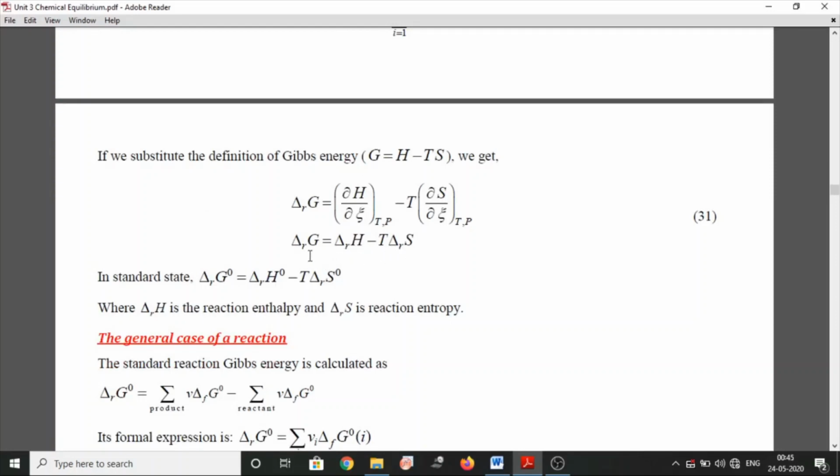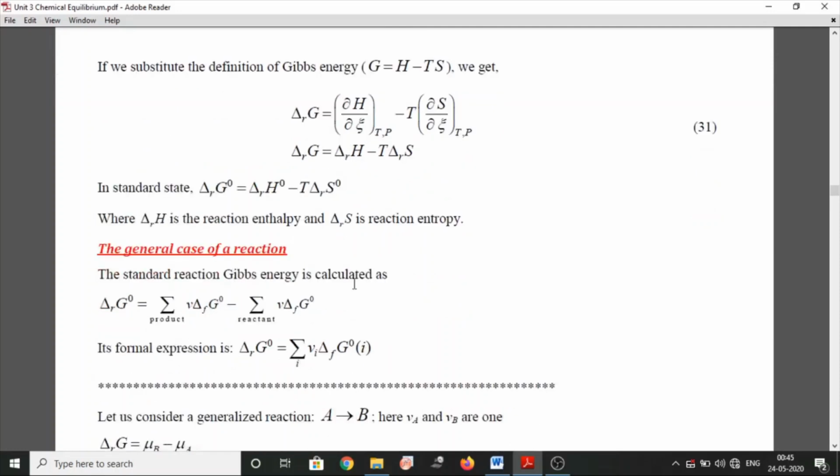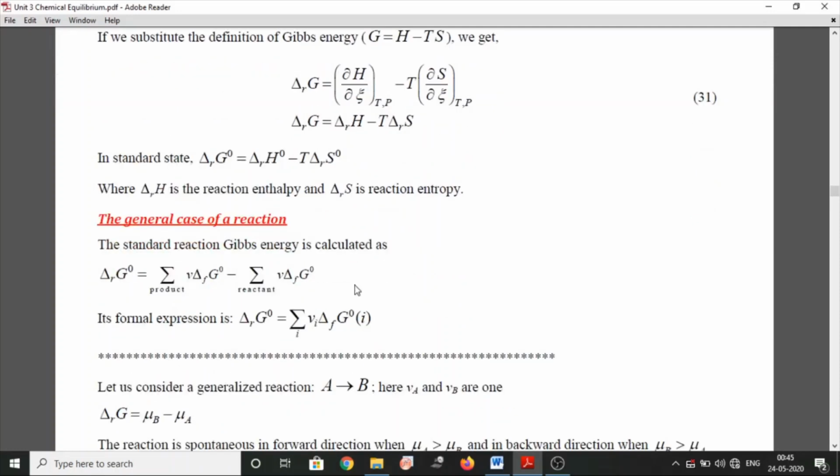What is Δ_rG? Reaction Gibbs energy. What is Δ_rH? Reaction enthalpy. And what is Δ_rS? This is reaction entropy. The corresponding expression at standard state becomes Δ_rG0 is equal to Δ_rH0 minus TΔ_rS0. Now we'll discuss a general case to summarize.